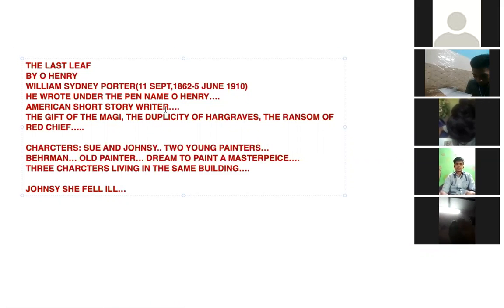Sue and Johnsy, two young artists, shared a small flat. The flat was on the third story of an old house. Okay, so this is the setting of the story. Johnsy fell very seriously ill in November. She had pneumonia. So Johnsy was suffering from pneumonia. She would lie in her bed without moving, just gazing out of the window. Sue, her friend, became very worried. She went for the doctor. Although he came every day, there was no change in Johnsy's condition.